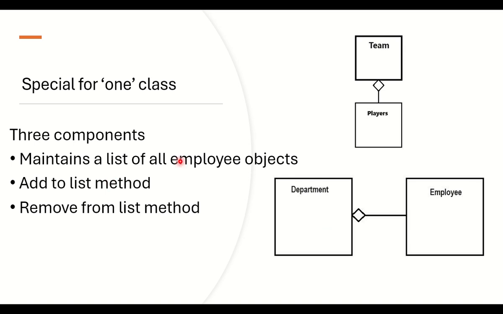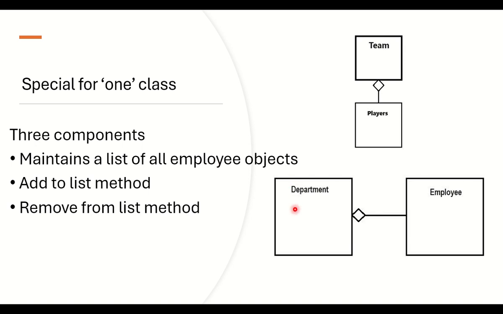There is something special for a one-to-many relationship, particularly in the one class. So department is the one class that is aggregating many employees. Team is the one class aggregating many players. It will maintain a list of all the employee objects. So this is a list, it has a list. Department, the one class, has the list. It has an add-to-list method. What do I mean by add-to-list method? It is going to be appending an employee object into this list. It has another, third method that will be removing an employee from the list. This is special for the one class.